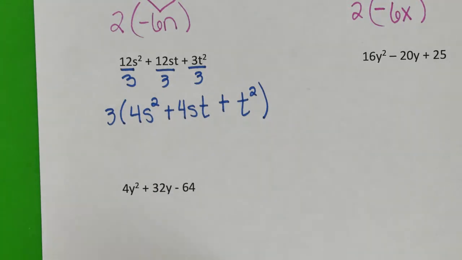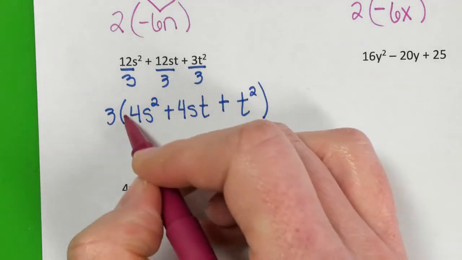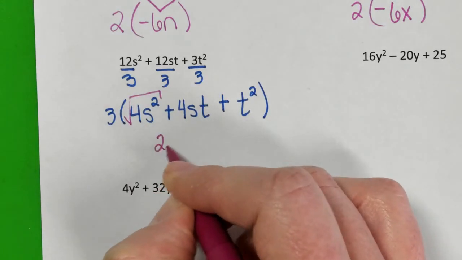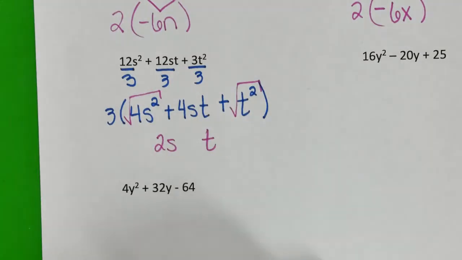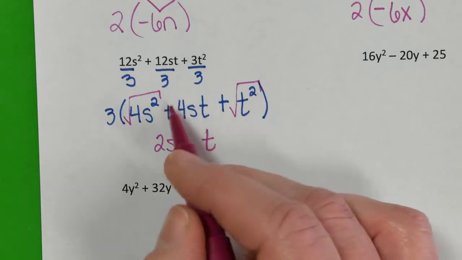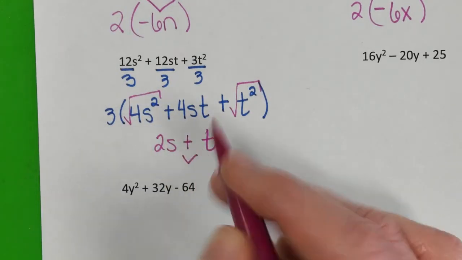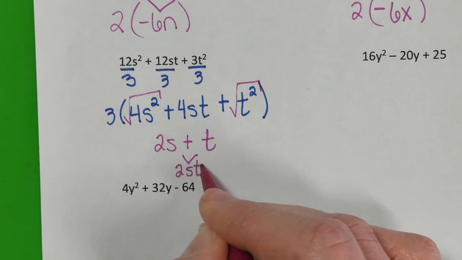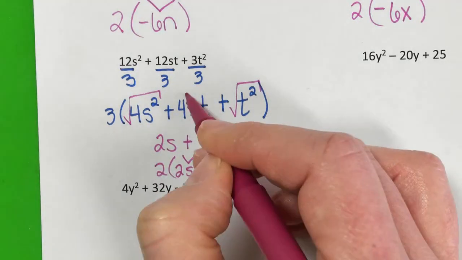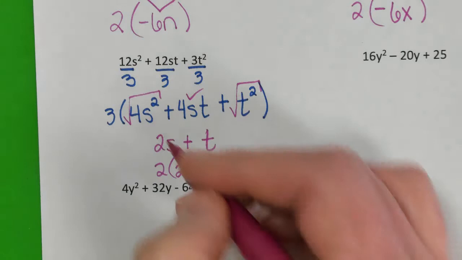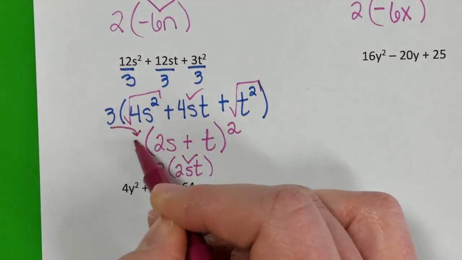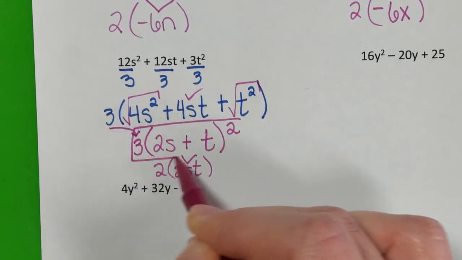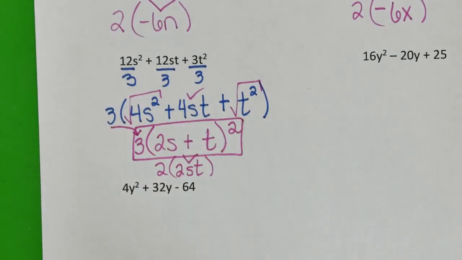We do. So let's see if we can keep going. If I take the square root, that gives me 2s. If I take the square root, that gives me t. Their product, this should be plus right here, would be 2st times 2. Yep, that gives me 4st. So I have 2s plus t squared, and then don't forget to bring that 3 down, because that common factor we pulled out is one of your factors, and without it, it doesn't work.